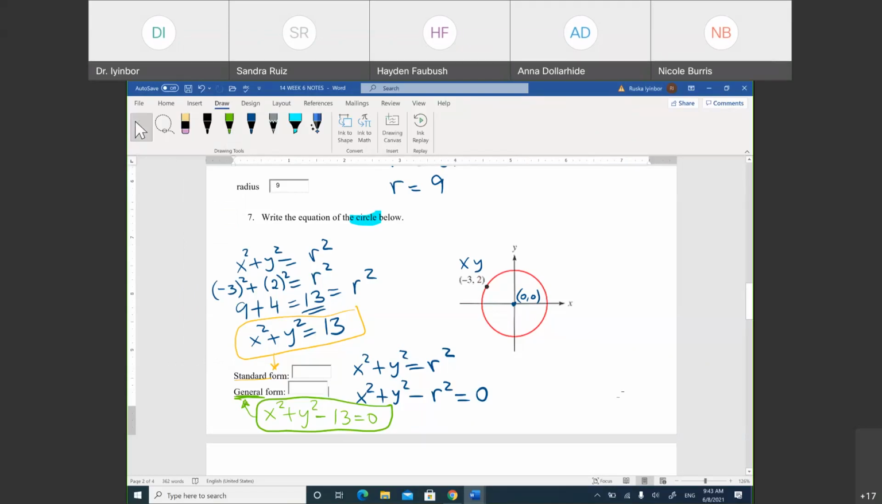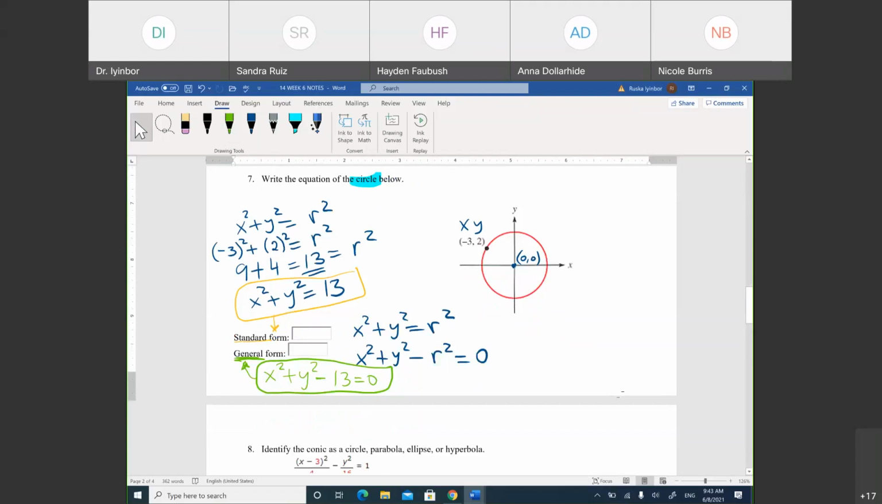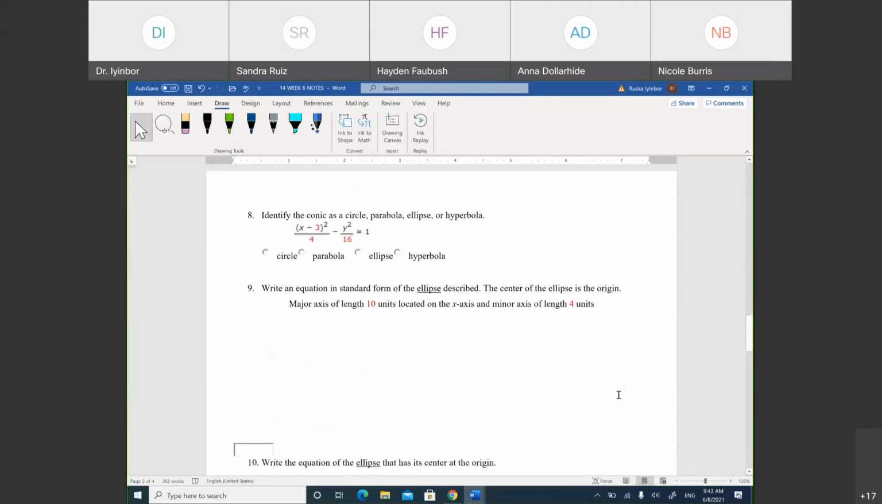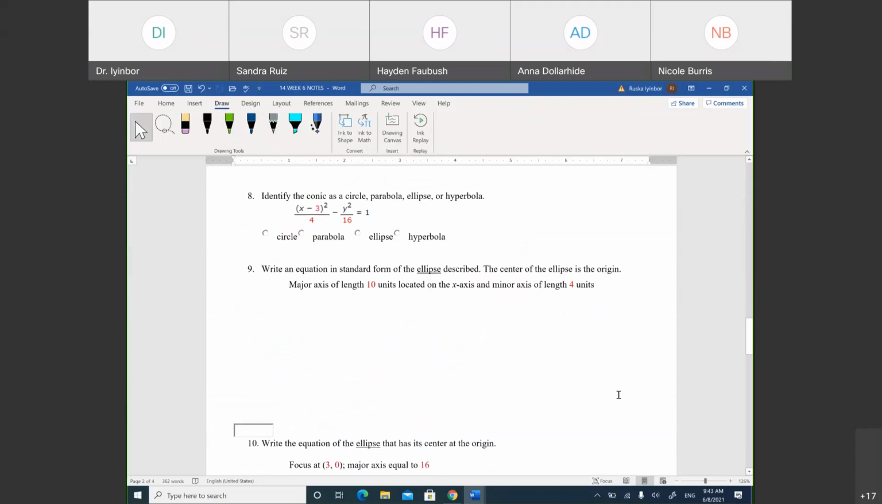Any questions on this? Everybody understand how to get the equation of the circle? Yes? Okay. So that's how you find the equation of the circle. Now, the next question, we're going to talk about ellipse. We're going to find the equation of ellipse. But before that, they asked me to identify, is this equation a circle, parabola, ellipse, or hyperbola?